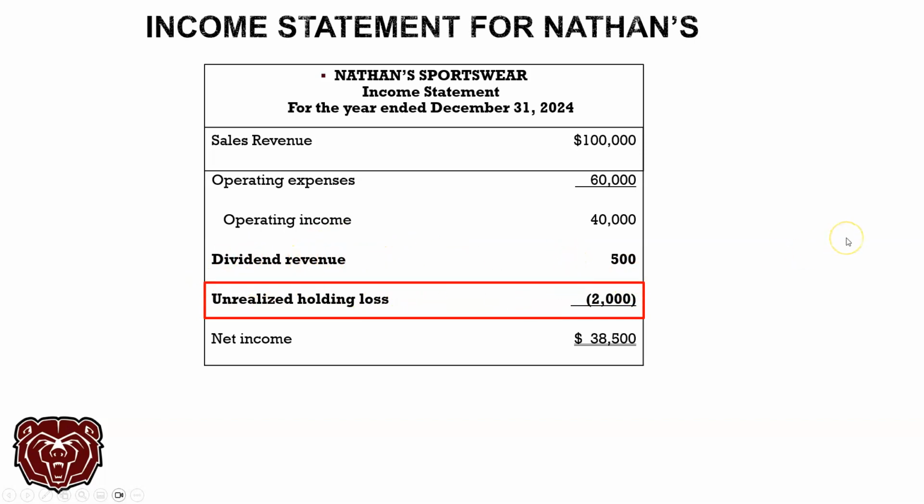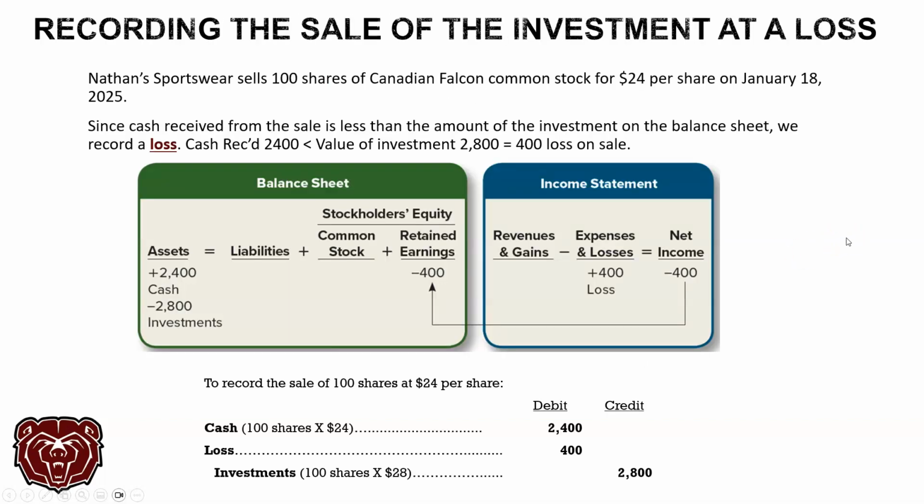Okay. So let's talk about recording the sale of the investment at a loss. So Nathan Sportswear sells 100 shares of the 1,000 shares that they had for $24 per share on January 18th, 2025. Now recall, we've made a fair value adjustment for this at the end of December, and it said they were worth $28 per share. We just actually sold them for $24 per share.